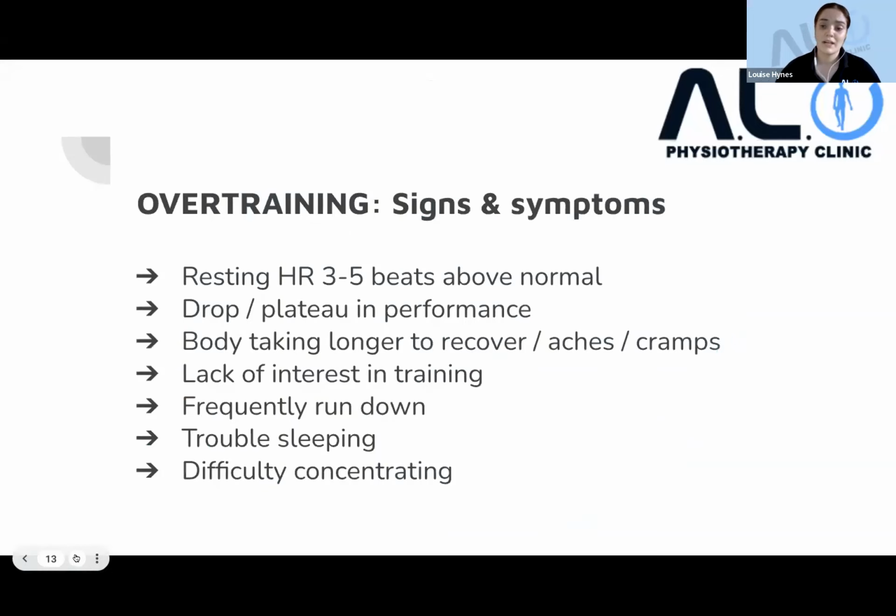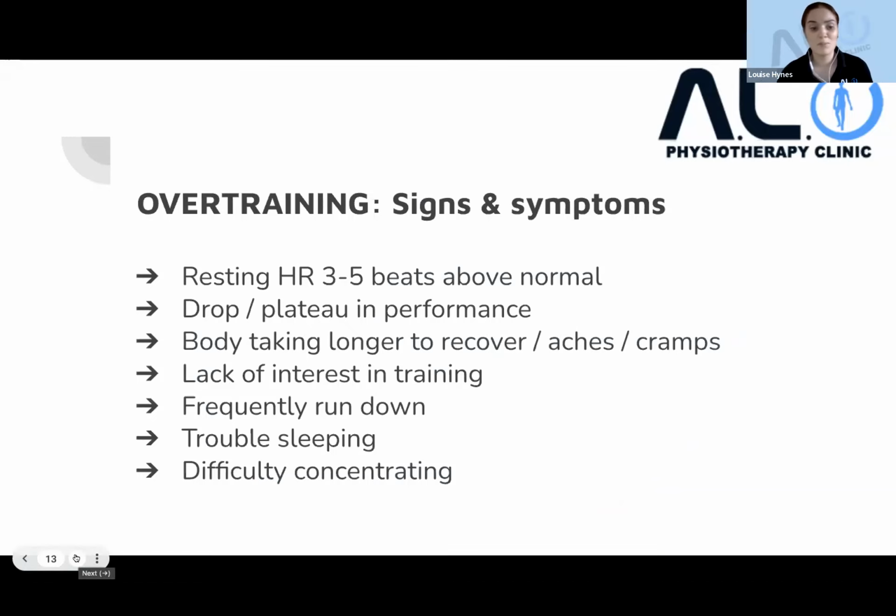So looking at overtraining, this can happen when we have inadequate recovery, and also outside stresses can increase your risk of developing overtraining. And obviously this can have a massive impact on your performance and your training program or plan. So what are the signs and symptoms you need to look out for?